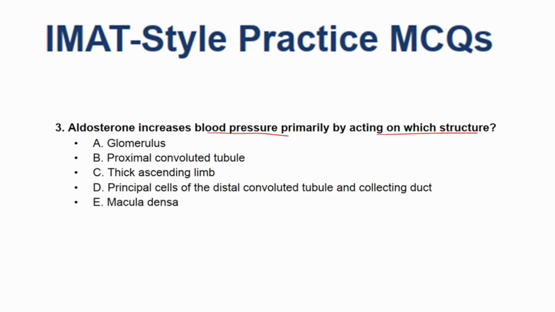The given options are glomerulus, proximal convoluted tubule, thick ascending limb, principal cells of the distal convoluted tubule and collecting duct, and option E is macula densa.